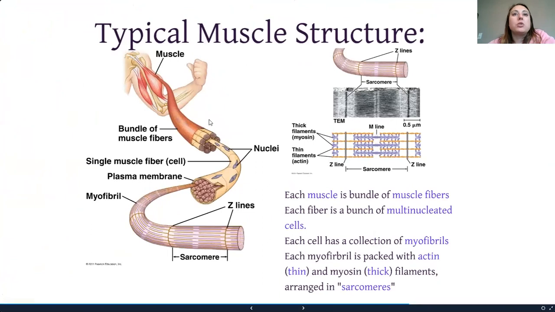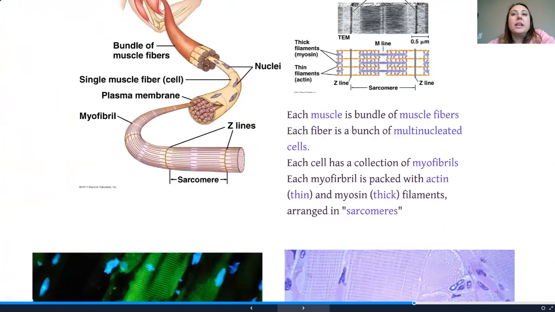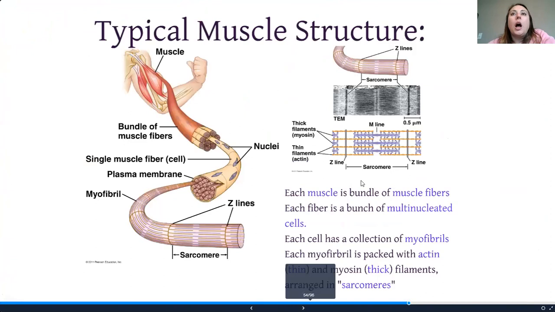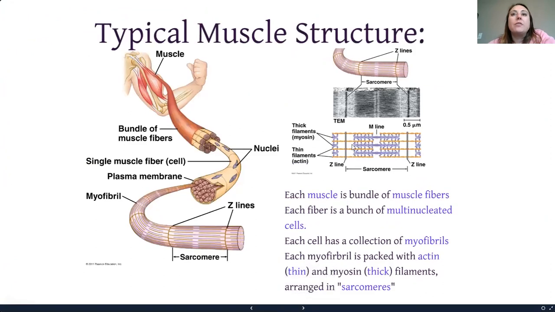Typically, we have some muscle structure. So here you see an example. Here's a muscle. All of the muscle are going to come together to form a muscle fiber. And then here you see we have different sections. So we have these thick filaments. These are made out of myosin, and the thin filaments are made out of actin. They have different parts. Here we see the Z line and we see the sarcomere. The sarcomere is the unit of the muscle.